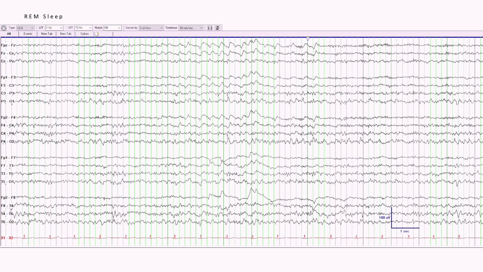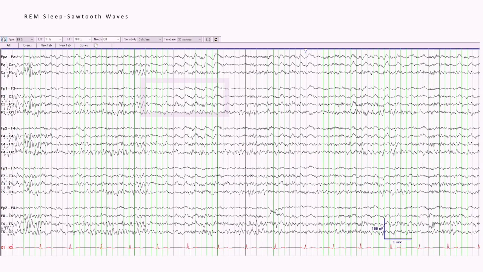Here we see features of sawtooth waves. Notice here where the box is, you have these centrally predominant sawtooth-shaped waveforms, and then down below you see you have rapid eye movements. If you see both these features together, that can be very helpful to clue you in to the fact you are seeing REM sleep. Here's another example of sawtooth waves seen during REM sleep.